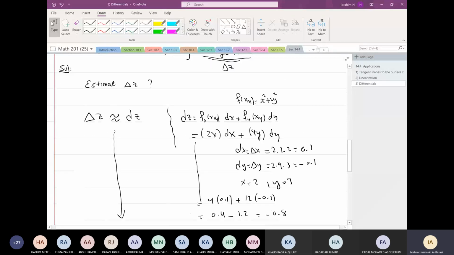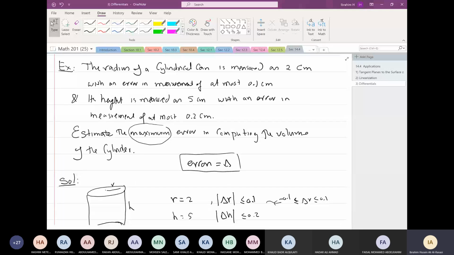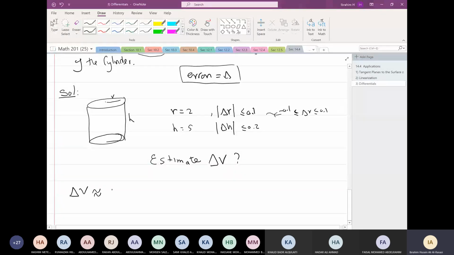The brief answer is the following. Delta V is approximated by dV. This is the brief answer. Now we go and compute dV.